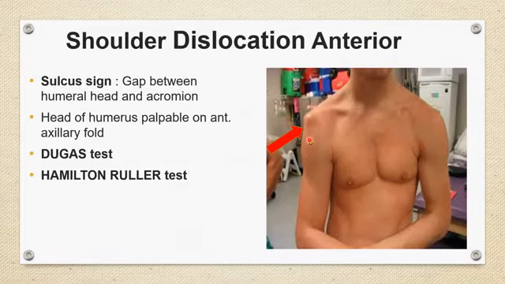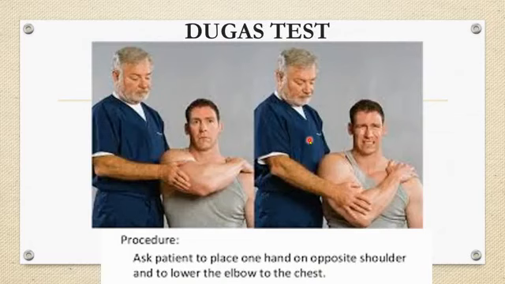Another very important thing is the Dugas test. What is the Dugas test? If you ask the patient to touch his opposite shoulder with the palm of the hand of the affected arm, the patient usually cannot touch it properly. There is restriction; the patient will not be able to touch the opposite shoulder with the affected arm. This is called the Dugas test, which is very much pathognomonic for the shoulder dislocation patient.